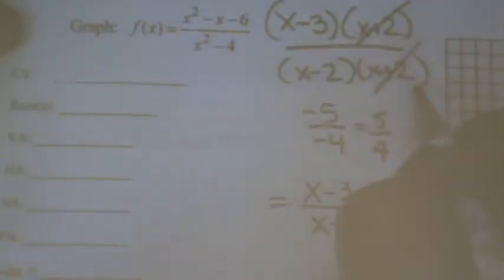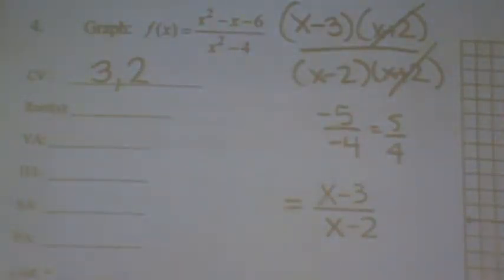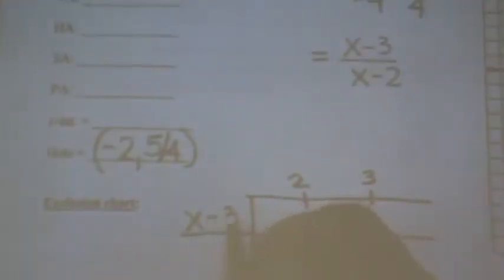Okay. Your critical values, since our problem reduced to x minus 3 over x minus 2, some students used -2 as a critical value and that messed up their graph. The only two critical values are 3 and 2. That's it. So if you mess up your critical values, it's going to mess up your exclusion chart and it's going to mess up your graph. So what you should have here is x minus 3, x minus 2, and then f of x.